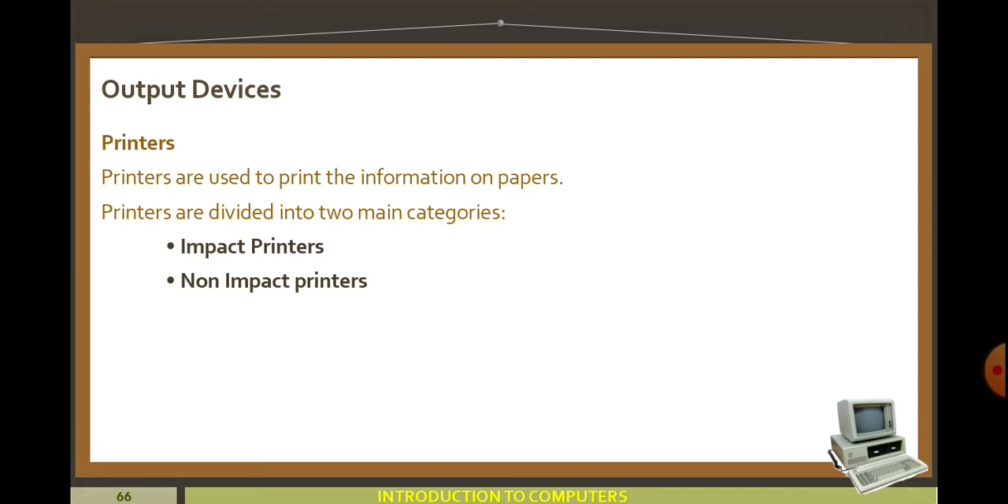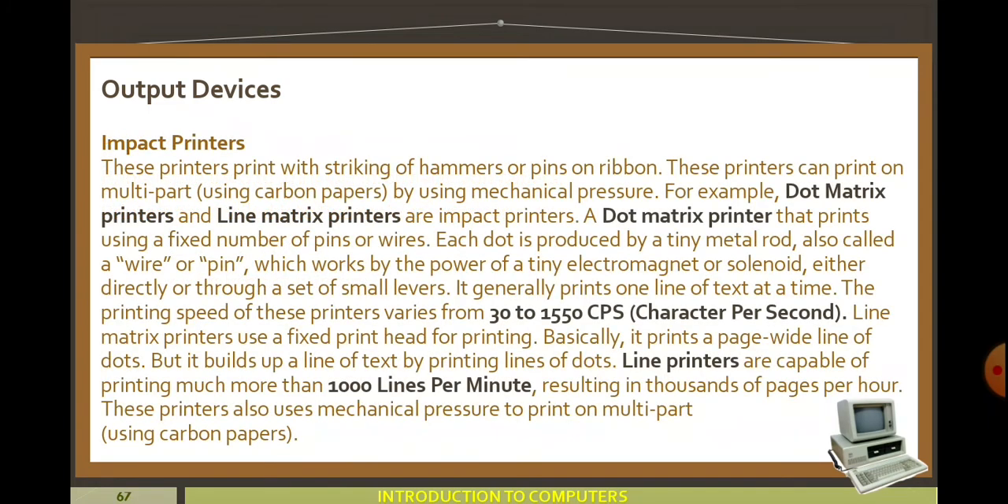Then we can use a printer to take the hard copies of your output. So printers are used to print the information on paper. Printers are divided into two main categories: impact printers and non-impact printers. So what is the difference between impact printers and non-impact printers?